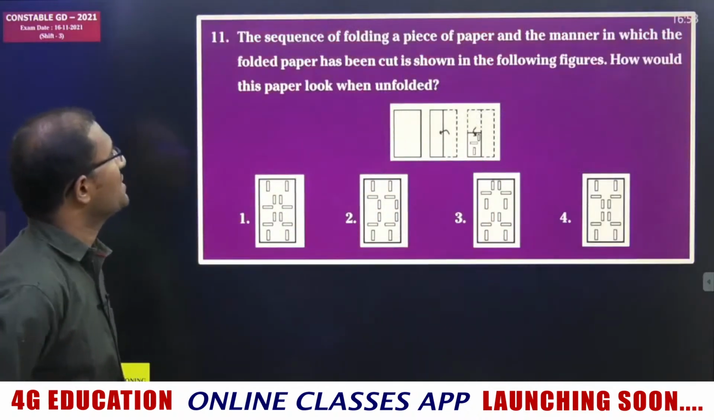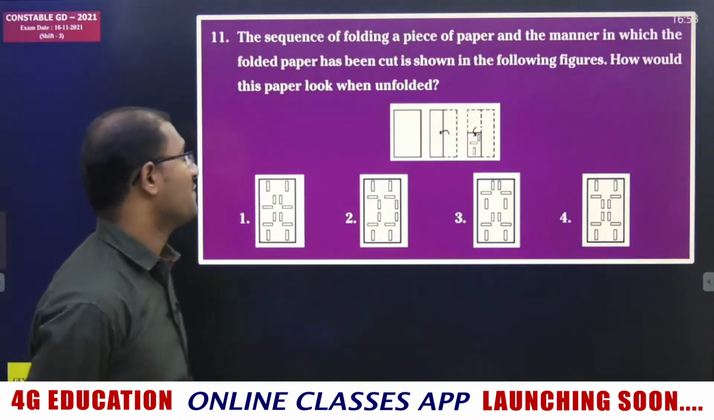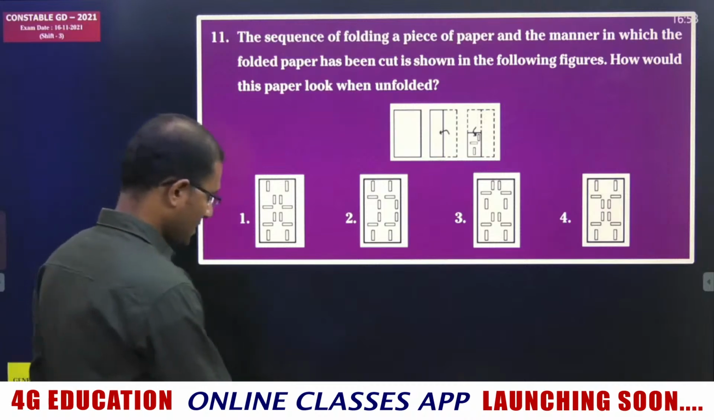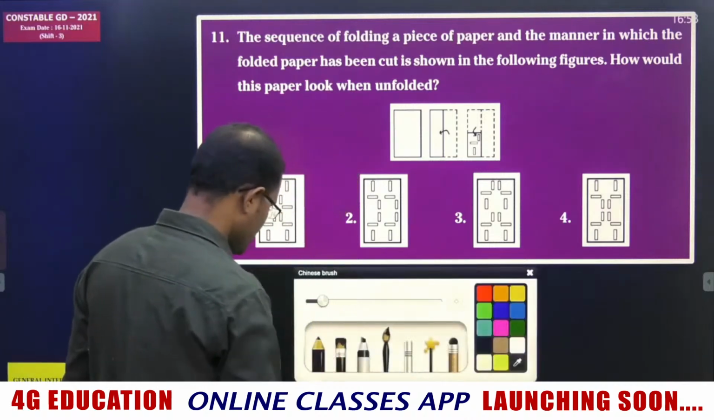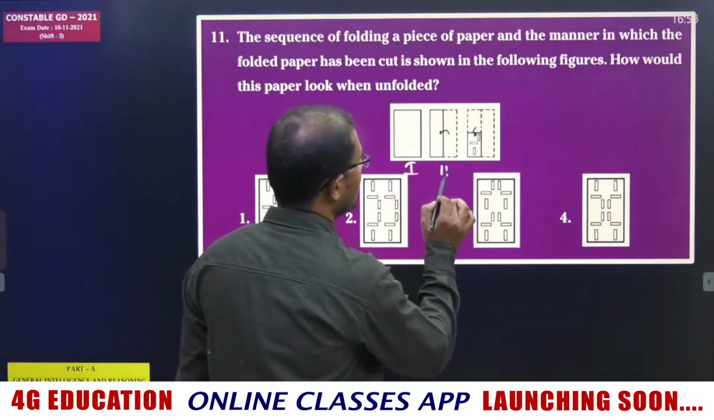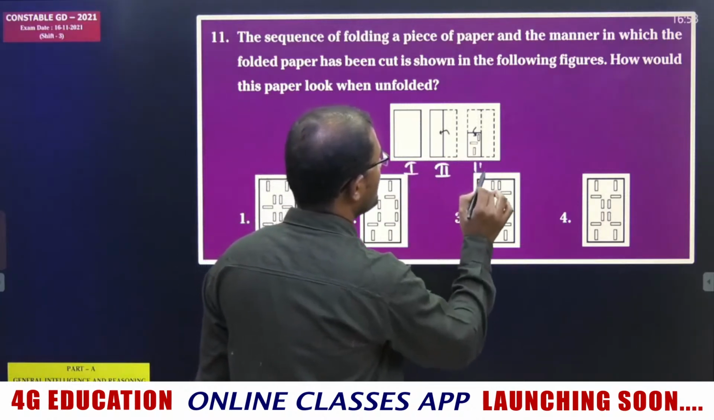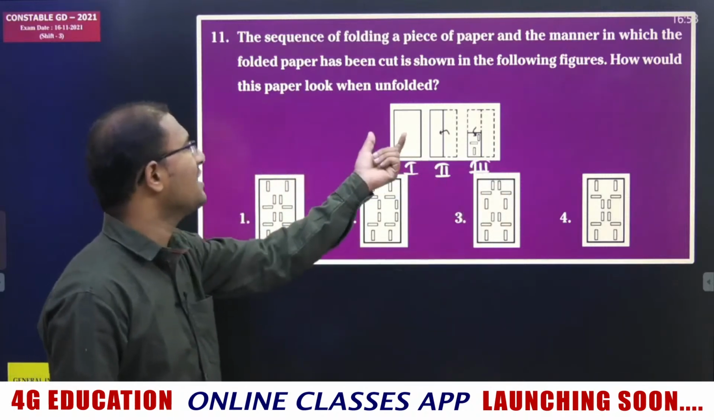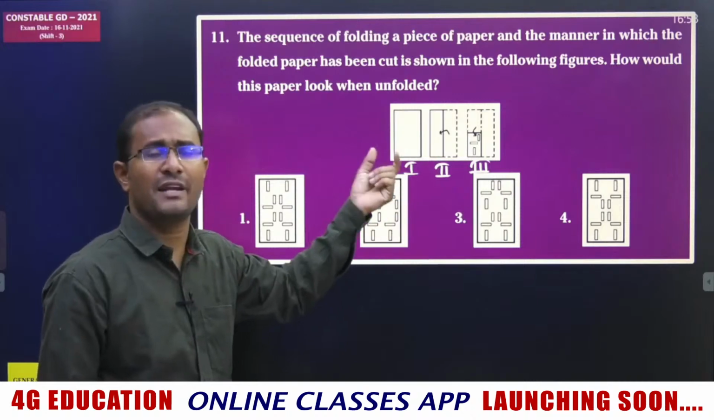The 11th question, the sequence of folding a piece of paper, that means from paper folding and paper cutting, one question is given. Let us suppose this is the first figure, this is the second one and this is the third one. Here the first figure indicates they have taken one rectangular shaped transparent sheet.